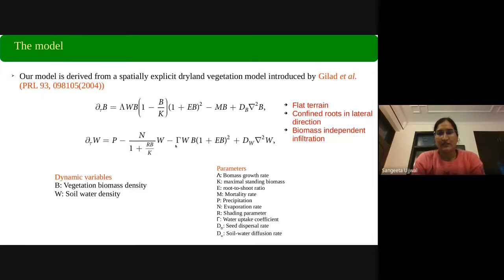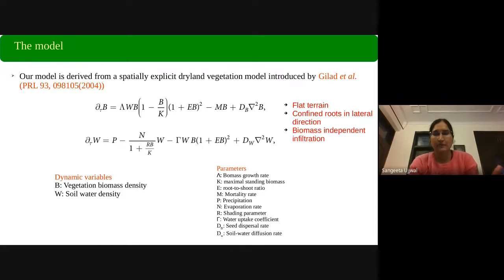Gamma represents the water uptake coefficient. If gamma is more for a plant species, then the species is able to take more water from the ground. So gamma decides how efficiently a plant is able to take water from the ground. Capital E is again the root to shoot ratio. If the root to shoot ratio is more, then the water uptake is more for that particular species. DW is the diffusion coefficient for soil water diffusion.